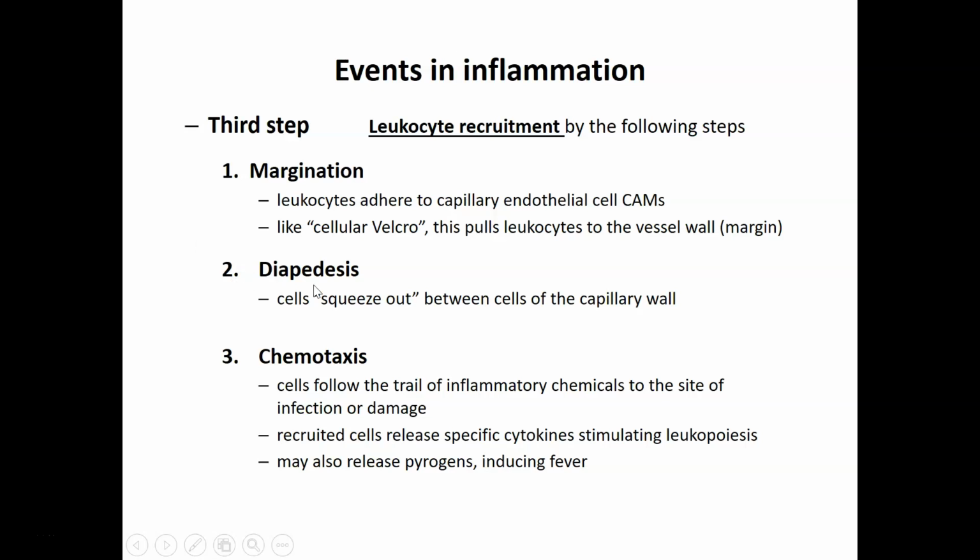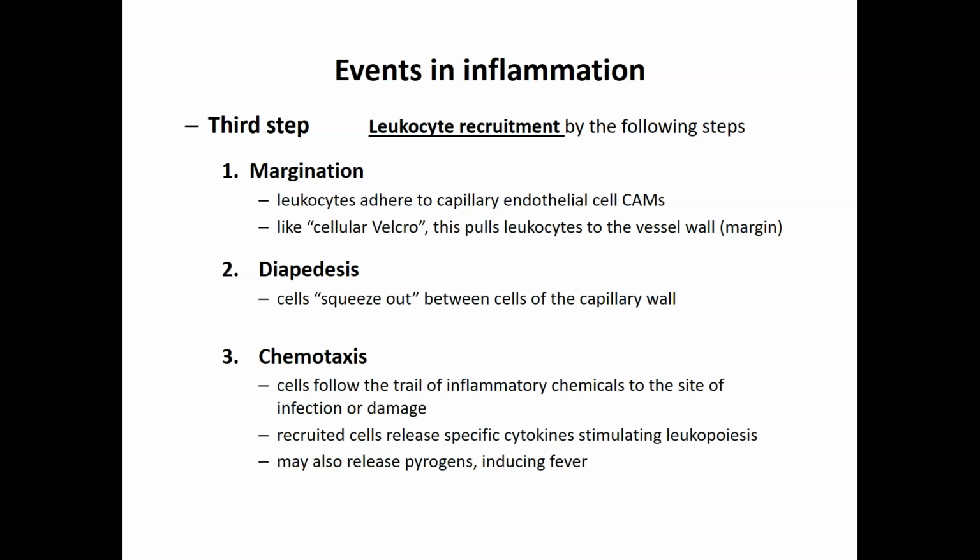Second step, diapedesis. What this means is a white blood cell that's stuck to the wall now is able to squeeze between neighboring endothelial cells and wiggle out of the bloodstream and into the interstitial space. Diapedesis is exiting from the blood to the tissue.